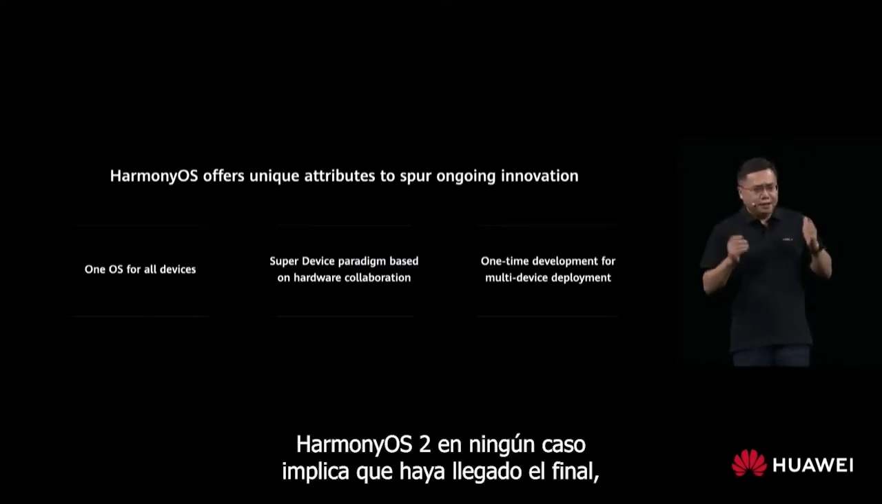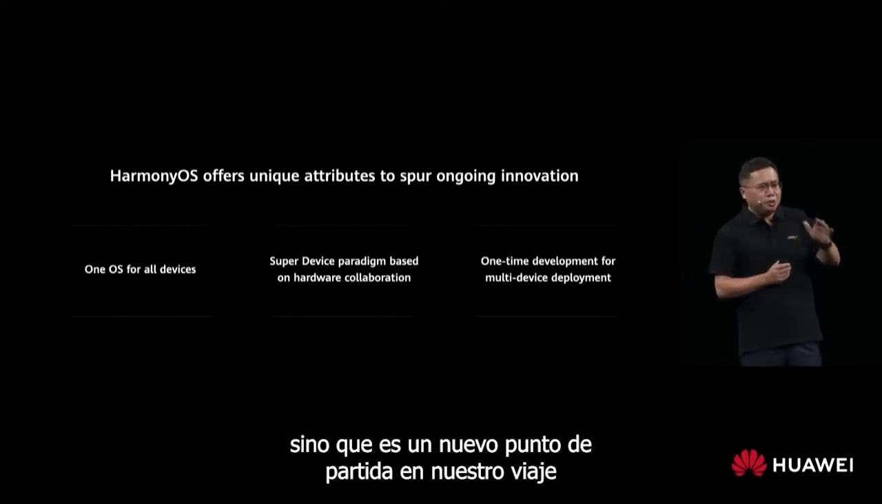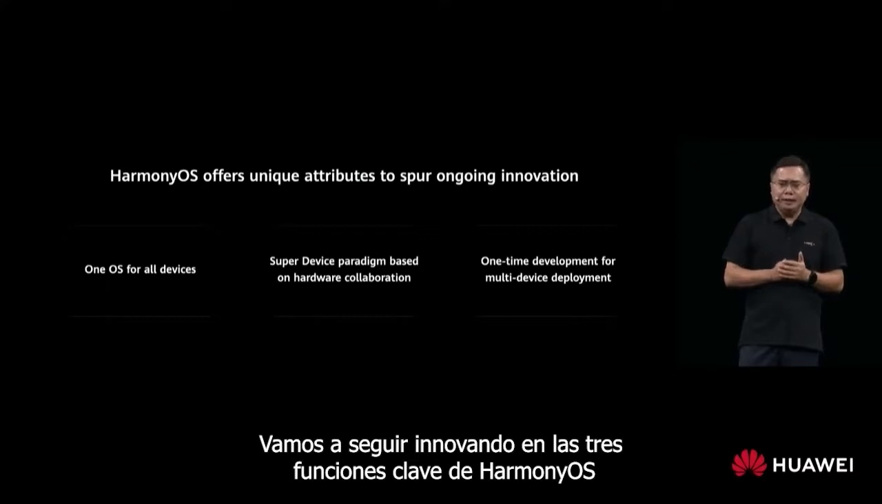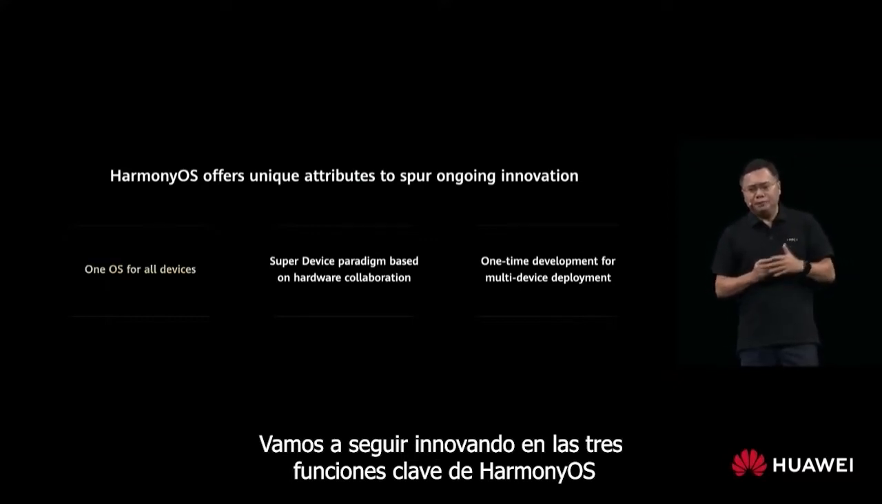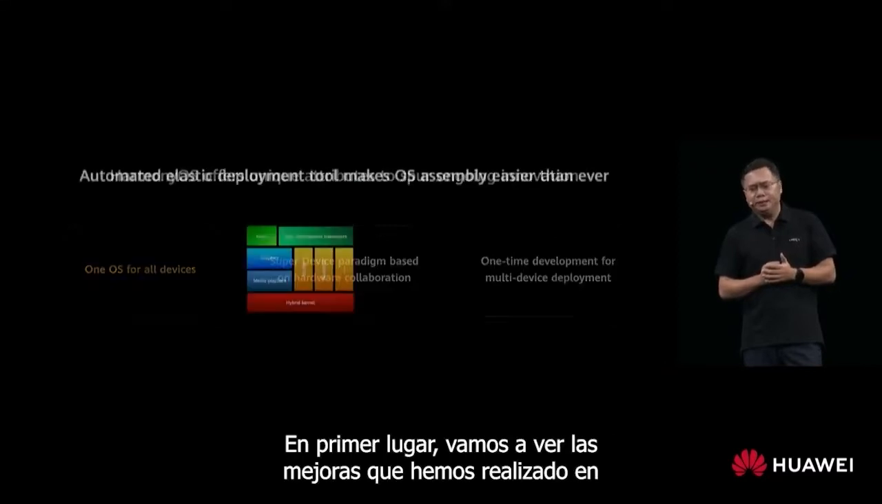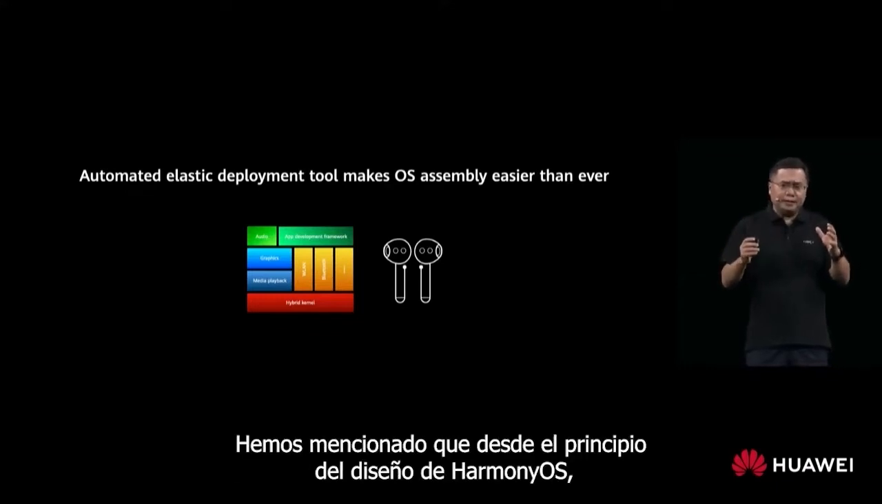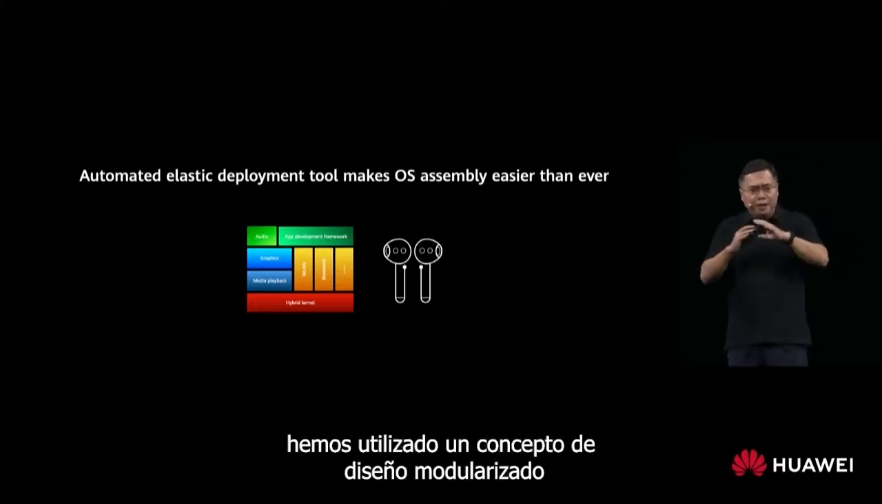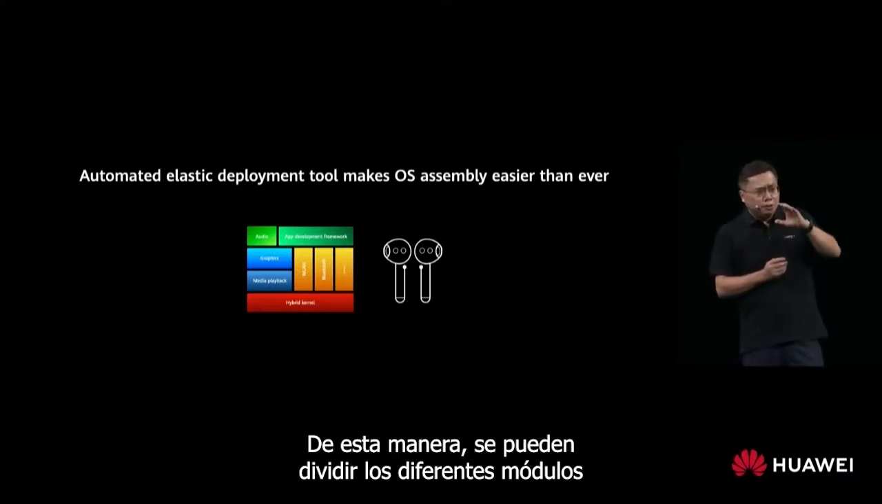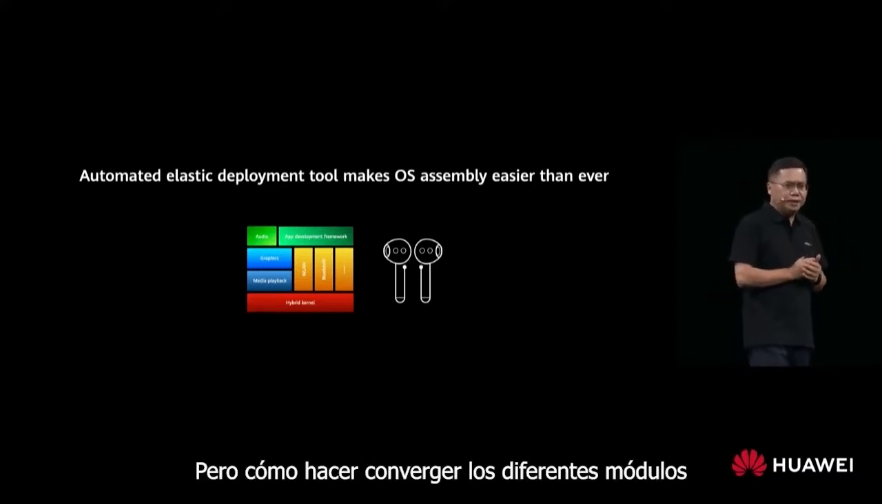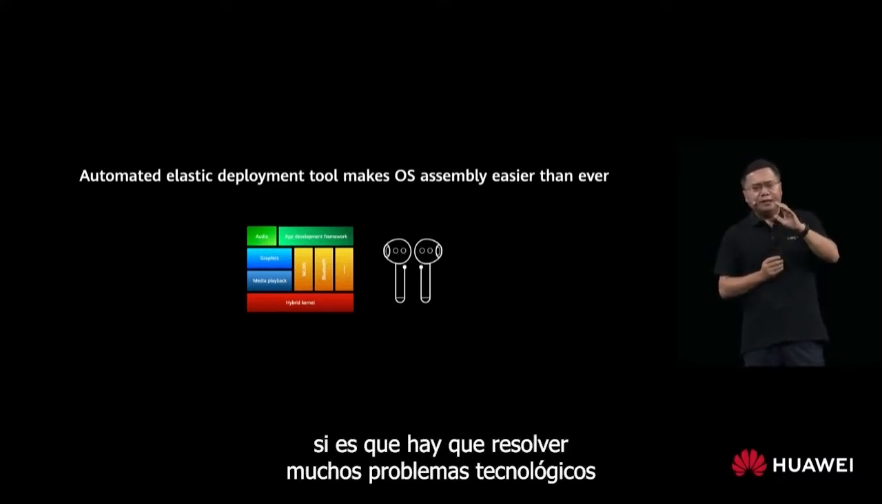HarmonyOS 2 is not an end, it's just a new starting point in our journey. We are going to continue our innovations in the three key features of HarmonyOS. First, let's look at the enhancement we made in One OS for all devices. We mentioned that from the beginning of the HarmonyOS design, we use a modularized design concept. This way, different modules can be split. But how to converge different modules? Many technological problems should be solved.